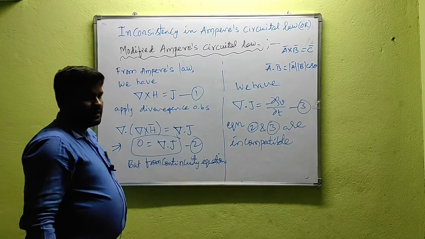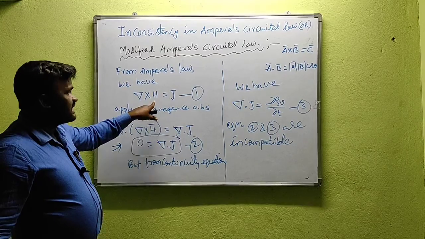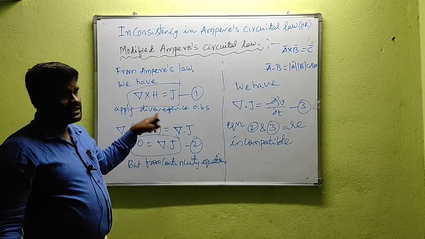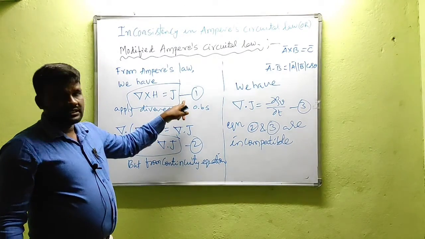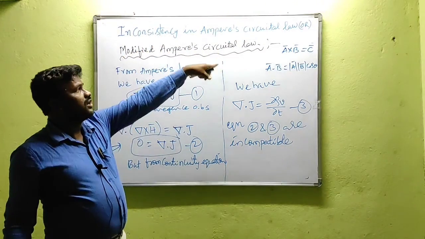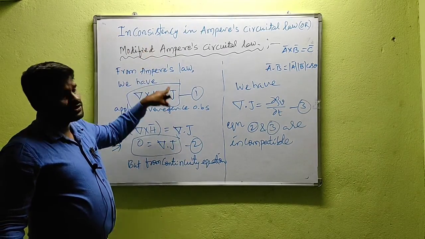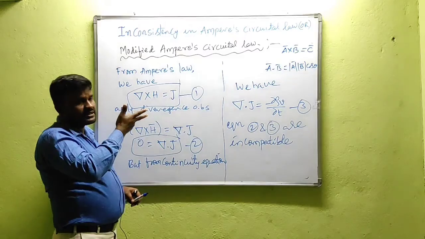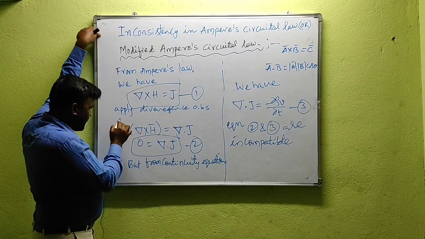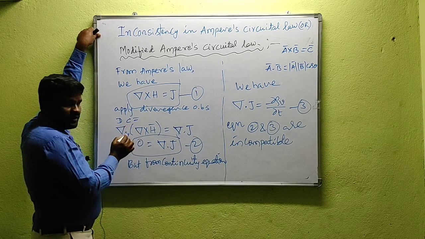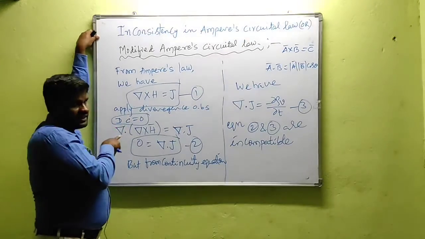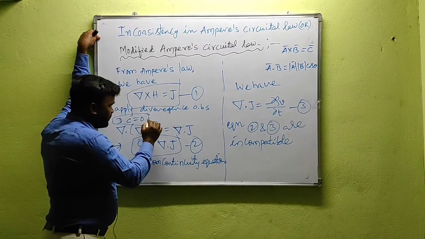Why is this happening? Because there is an inconsistency, or invalidity, in equation 1. So we need to modify equation 1. This is Ampere's circuit law, so there exists an inconsistency in Ampere's circuit law. We need to go for the modified Ampere's circuit law. Divergence of curl of any vector is 0. We can remember this vector identity. This is always true.